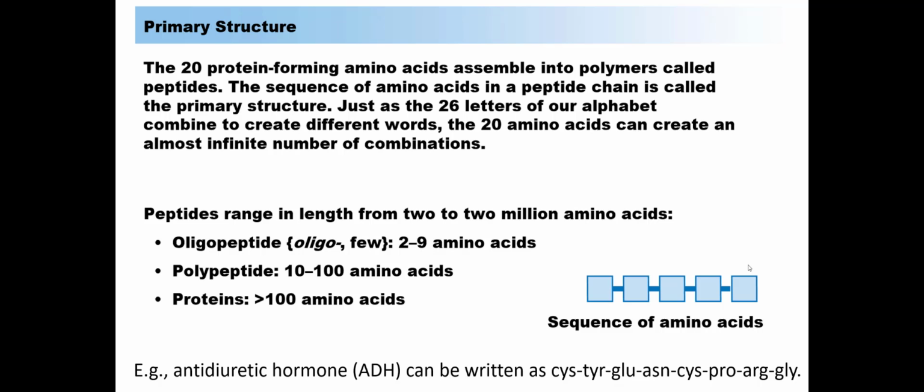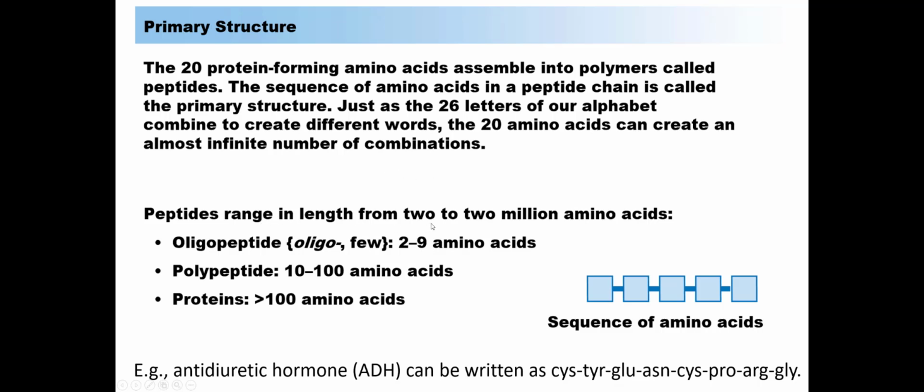Okay, so the primary structure of protein is very important. It describes the order of the amino acids. There are 20 protein-forming amino acids that are assembled into polymers called peptides. The sequence of amino acids in a peptide chain is called the primary structure. So just as you have 26 letters in our alphabet to combine to form different words, these 20 amino acids can create an almost infinite number of combinations.